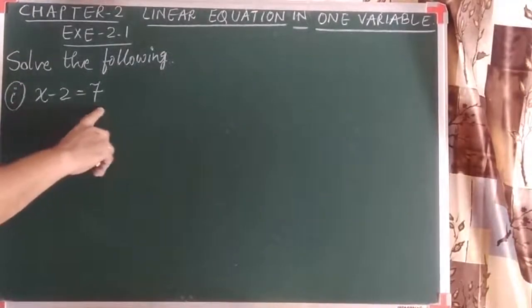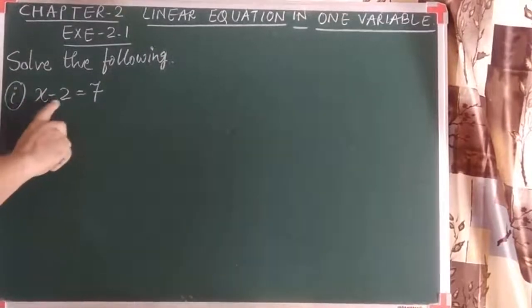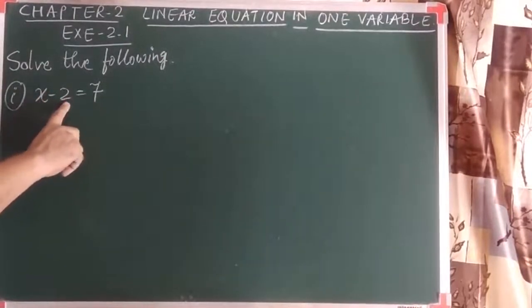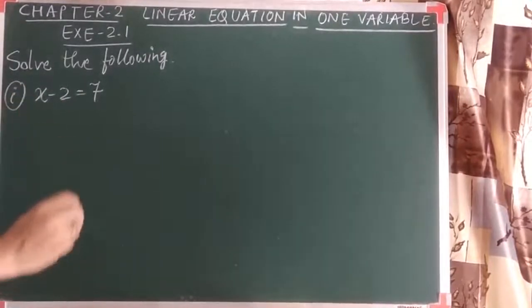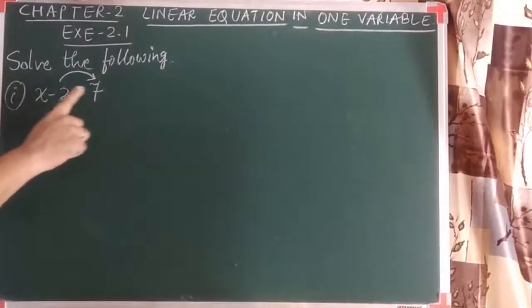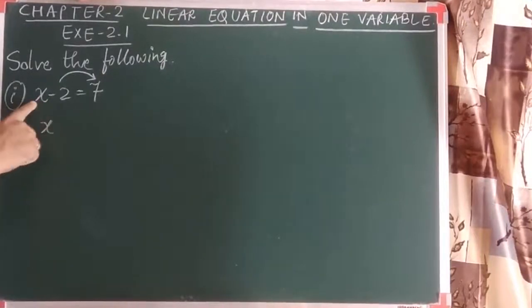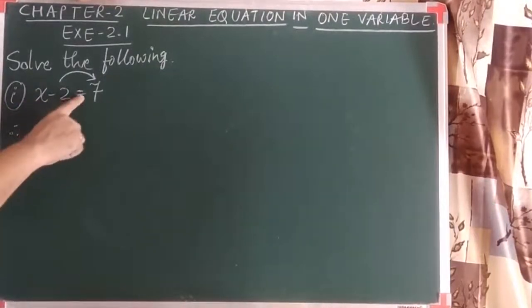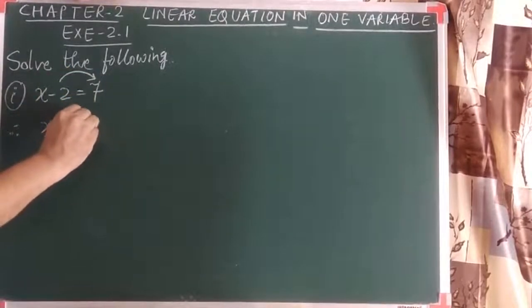So here in this question we have two terms on the left hand side and one on the right hand side. On the left hand side we have one variable, one constant. On the right hand side one constant. So as we discussed, the variable on the left hand side and constant on the right hand side. As it is only one variable, this should remain as it is. So we are not changing the side of x. Then I am changing the side of 2, so that minus 2 will become plus 2.